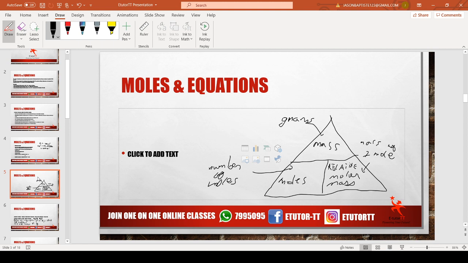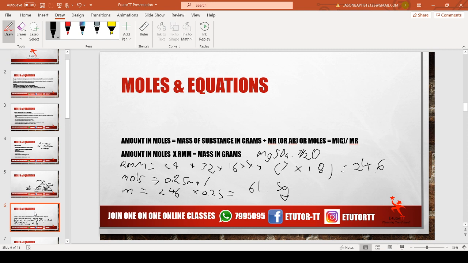Then we have our formula triangle, which has working with mass, relative molar mass, and moles. Then we have what we've last reached, which is the amount of moles equals mass of a substance in grams divided by the molar mass. And then if you want to calculate the grams, you multiply the amount of moles by the RMM, or relative molar mass. How do we get the relative molar mass? There's a relative molar mass for each element in the compounds, and we just add them up and we get the relative molar mass.